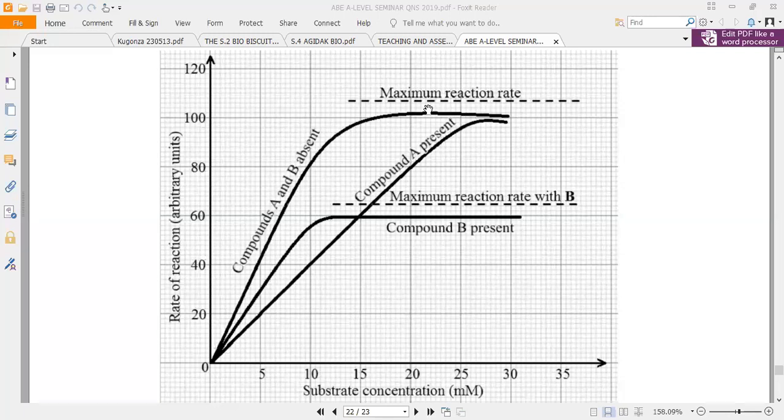So it means that the slowest is always the one who determines the speed. Likewise here, if a process is affected by very many factors, the rate at which that process is taking place will always be limited by that factor that is present in small concentrations or in small amounts. That is a limiting factor.